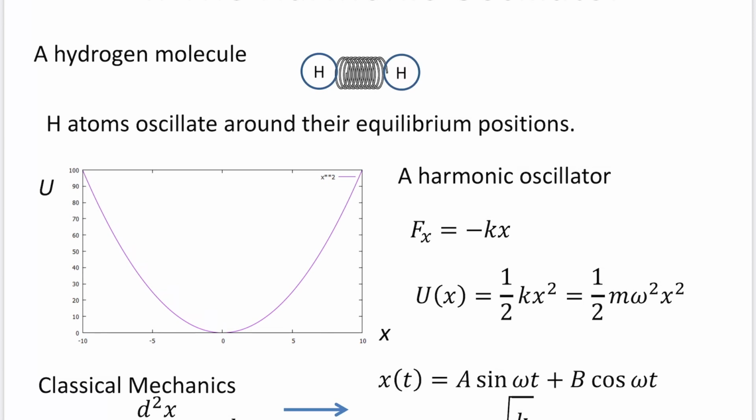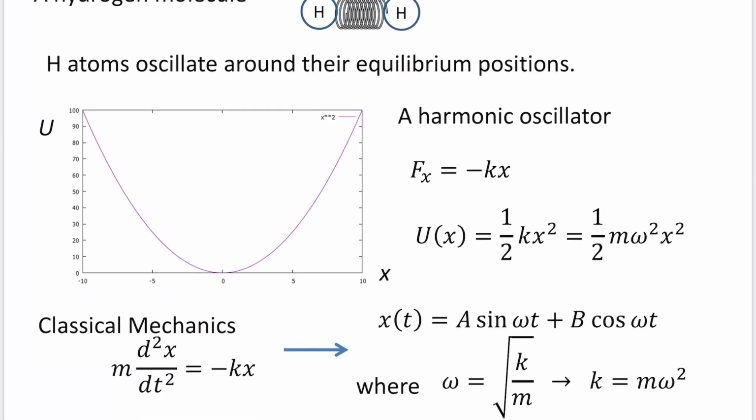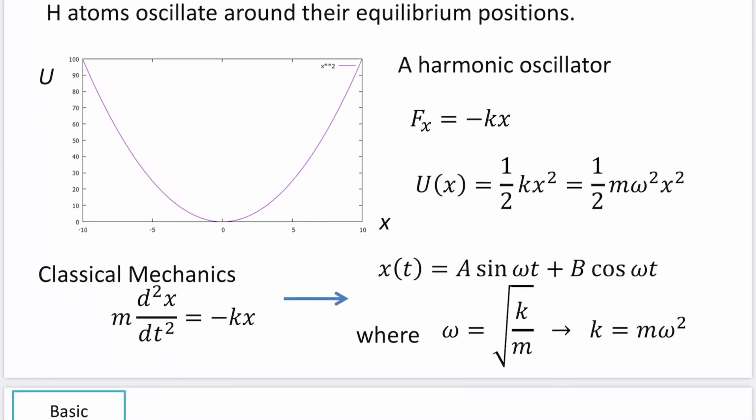In the harmonic oscillator, force is expressed as minus kx. x is the distance from the equilibrium point. k is a proportional constant. k is a positive quantity. Potential energy is expressed as 1 over 2 kx squared.